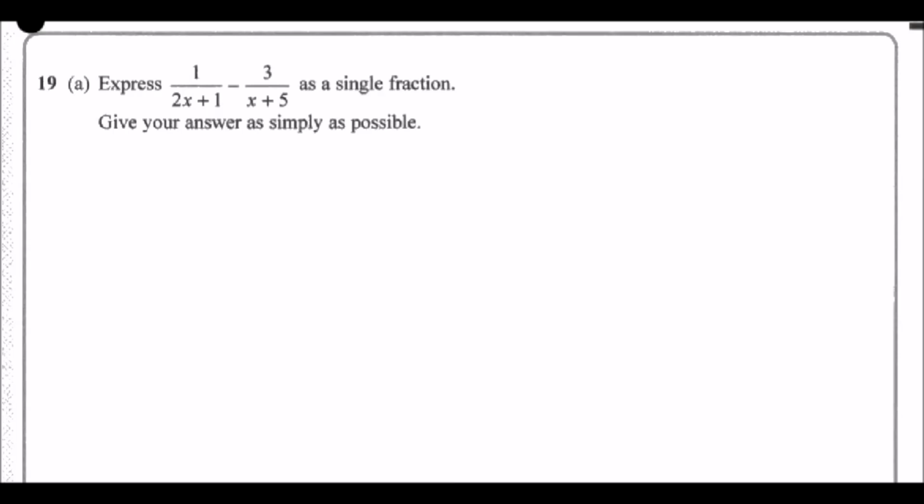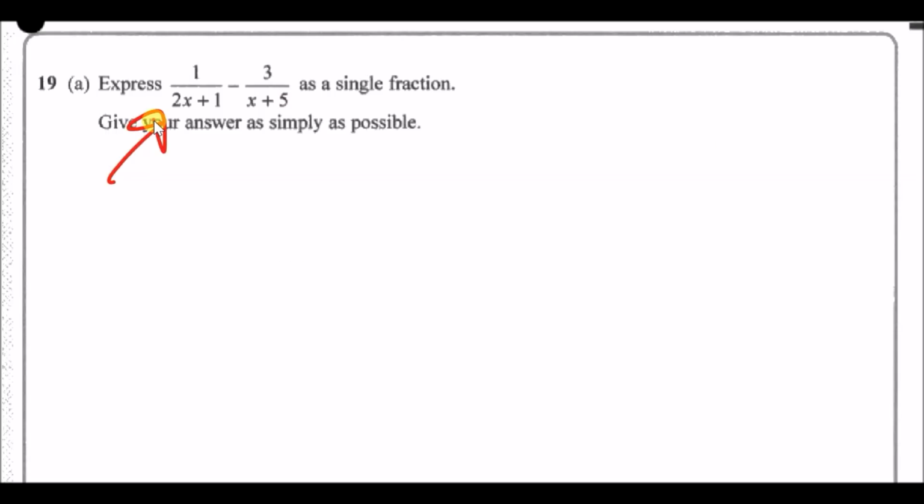Alright, express both of these as a single fraction. Give your answer as simply as possible. Now one thing you have to notice is that we are subtracting two different fractions. So the first rule is when you add or subtract is to get common denominators, yeah? Now to make them common, we just need to stick what they don't have. So the first one does not have an x plus 5, and the second one doesn't have a 2x plus 1. So that's what you're going to do.